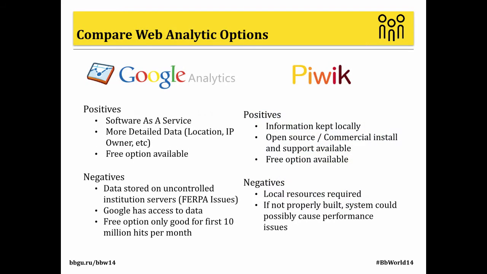So web analytics basically boils down to two products that I looked at: Google Analytics and a newcomer to the arena called Piwik, at least a newcomer from my perspective. Google Analytics is software as a service. They have a lot of detailed data. They work a lot with partnering with companies to find out location, IP owners, etc. And they do have a free option available if you need it.